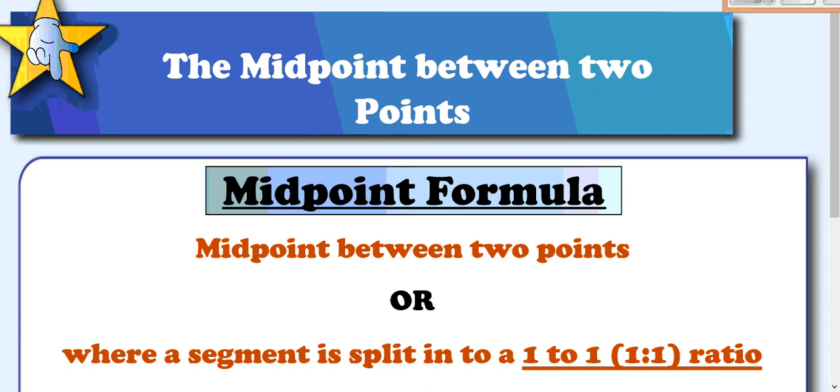So there's also a midpoint formula. You probably recognize it from Algebra 1. It's the midpoint, just like we just did with the construction, but now we're going to find it if you know the coordinates. It's a segment that splits it into a 1-to-1 ratio. That means you have the same length on one side as you do on the other side. Same length on both sides.